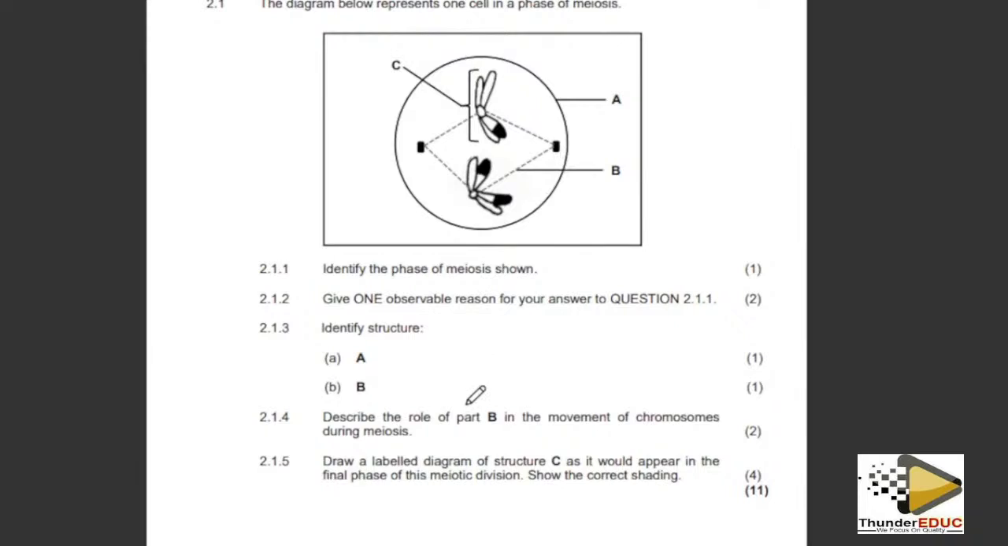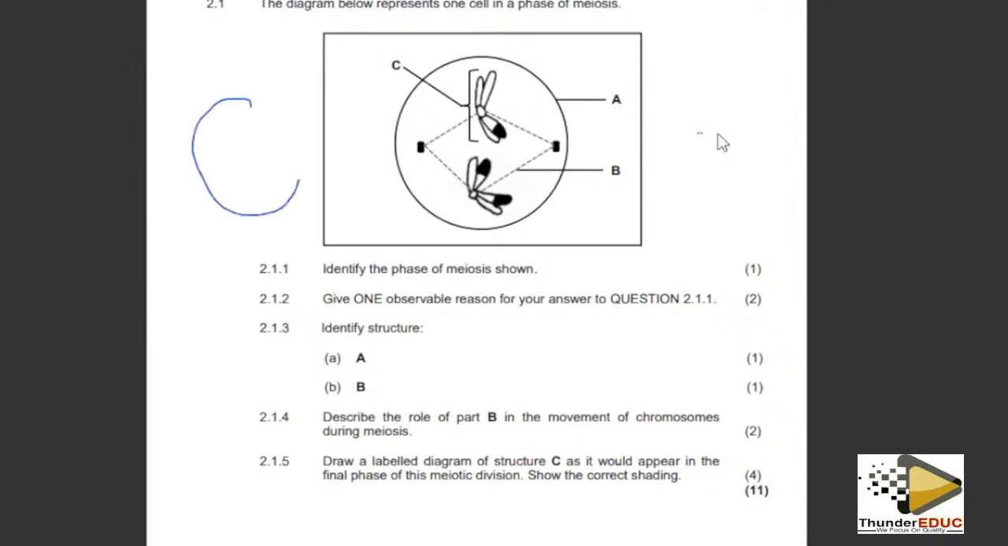Draw it. This is the question I was talking about. You can't go without putting the title. Good. After putting the title, what next? You draw, because they're saying draw a diagram of structure C, as it would appear in the final phase of this meiotic division. They are saying only C. So if they're saying structure C, they're not saying draw the cell. Since they're saying structure C, automatically you're going to draw this.